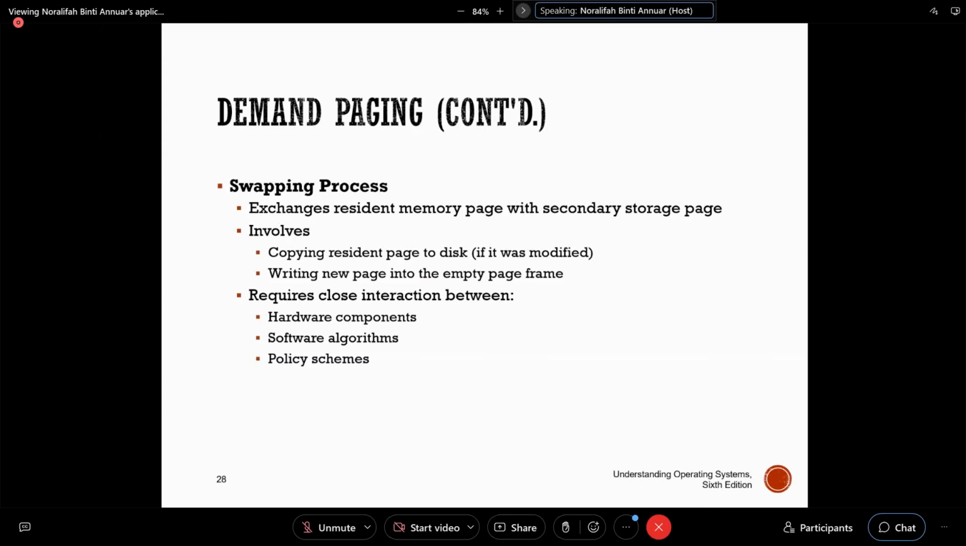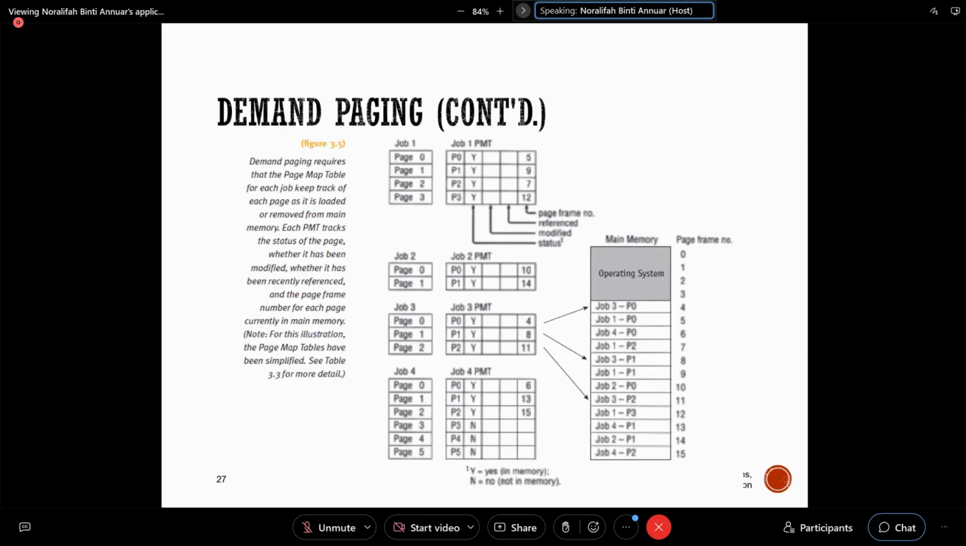Alright, okay. Tu kegunaan page ni lah. Nampak macam complicated tapi tak ada apa pun. Each of the entries will give you the information. Okay, whereabouts, kat mana dia located. Then has there been referred, has there been modified.